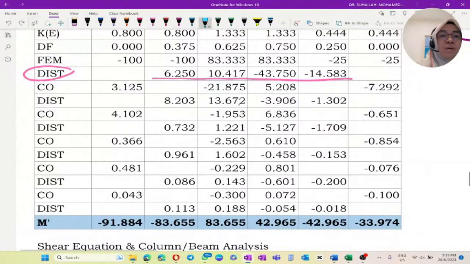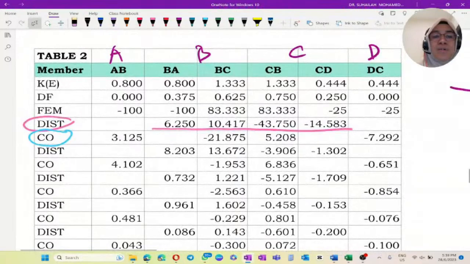Okay, after that, we move to carry over. For the carry over, we want to carry the value to the opposite joint, using a carry over factor. There are two values based on the far end condition: for far end fixed, and for far end roller or pin, and internal joint we always assume fixed as well. So for far end fixed and internal, we use 0.5 for the factor, and for end pin or roller we use 0 for the factor.